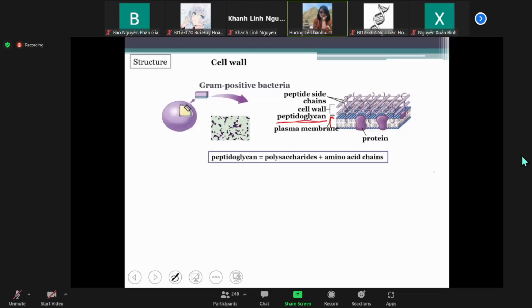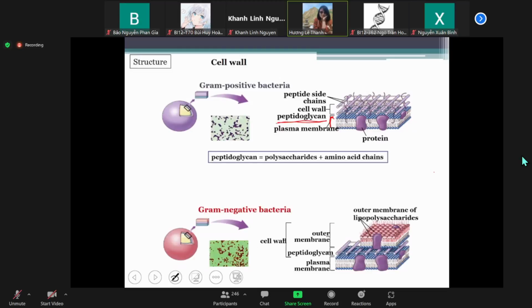For the negative bacteria, they are the same as the positive. We have the membranes, we have a peptidoglycan layer here, and then they have an outer membrane. The peptidoglycan of the positive bacteria is very thick, and this one is very thin.